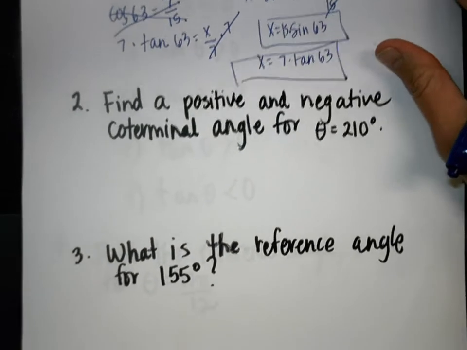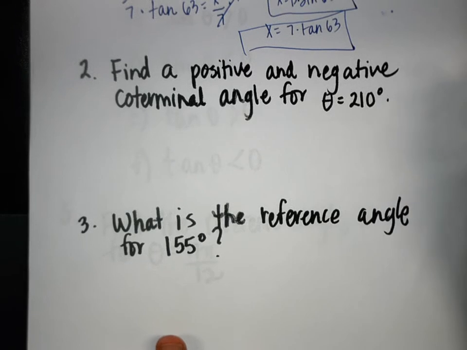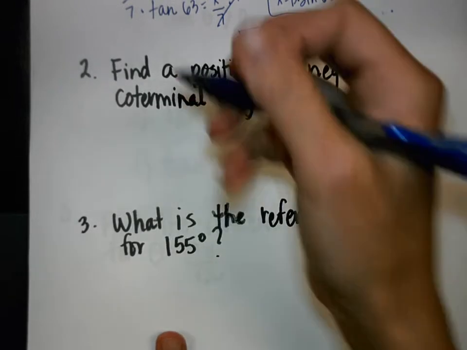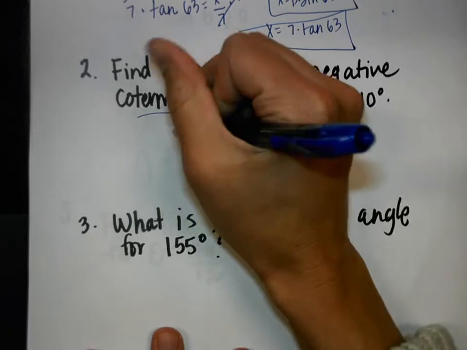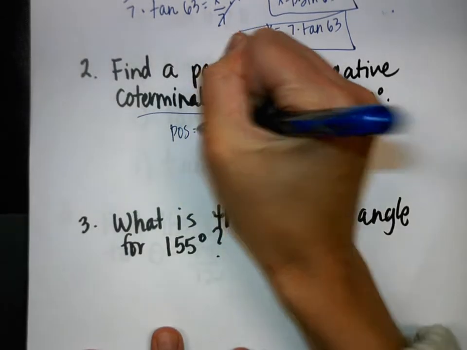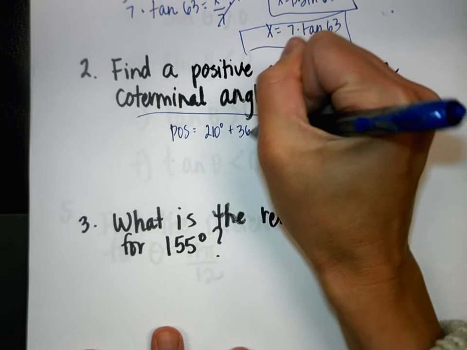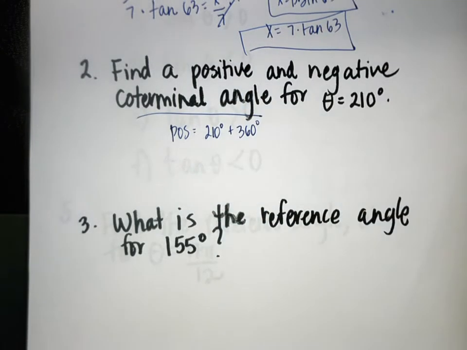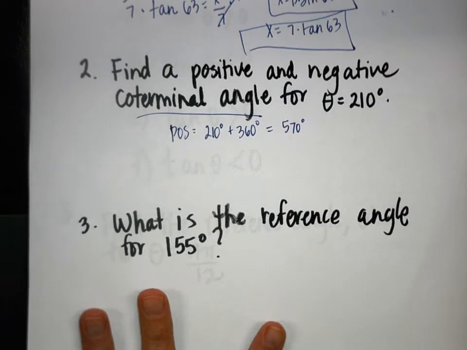Okay, number 2, find a positive and negative coterminal angle for 210 degrees. And so coterminal angles mean that they end at the exact same point. And so to find a positive coterminal angle, we just want to take our 210 degrees and go around the circle one more time. So you would add 360 degrees to that, which makes that 570 degrees.